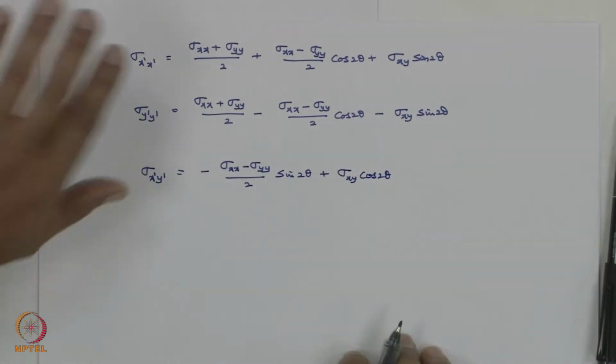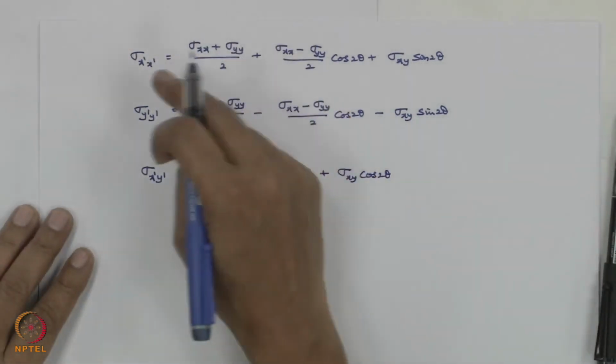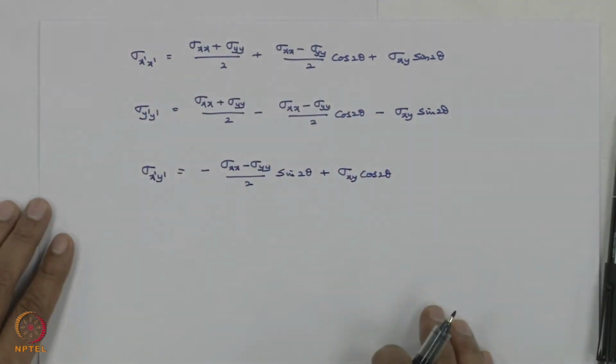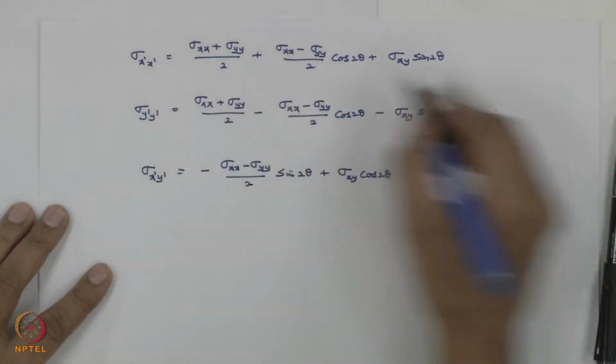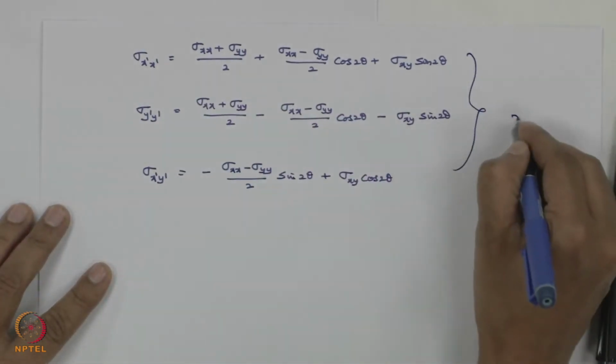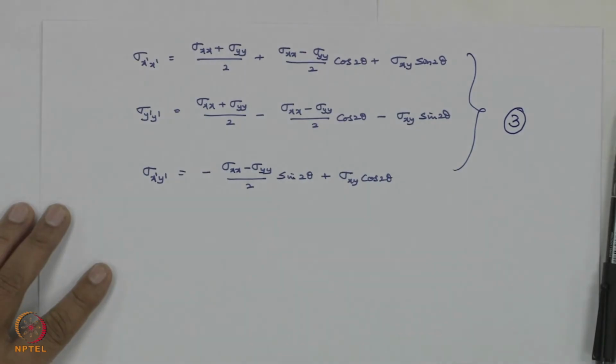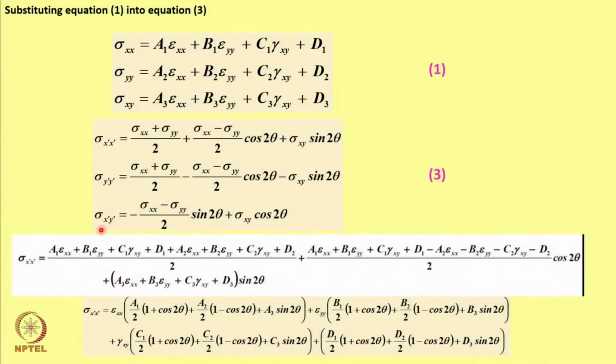That is how I can get back my xx, yy from x prime, y prime. We shall call this equation 3. Now what we will do is substitute 1 in 3. Getting back to slides, this was 1 and this is what we got as 3. So I will substitute equation 1 in 3.